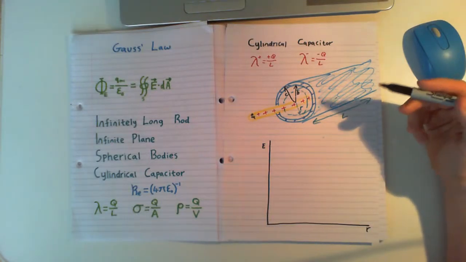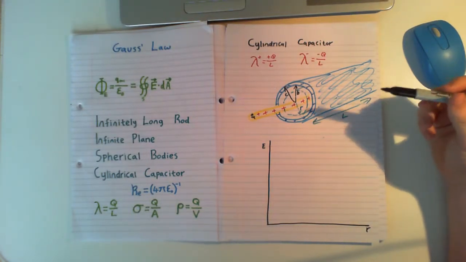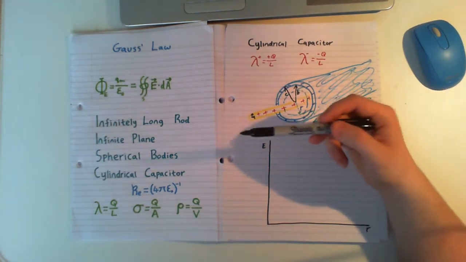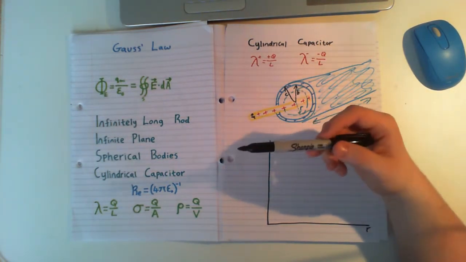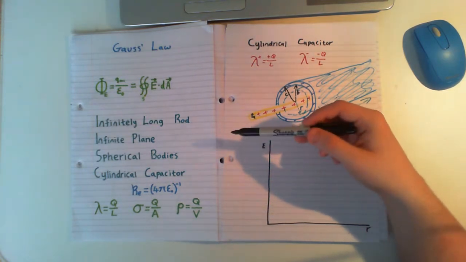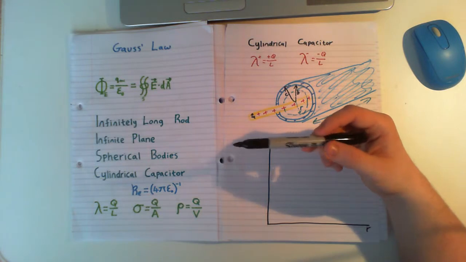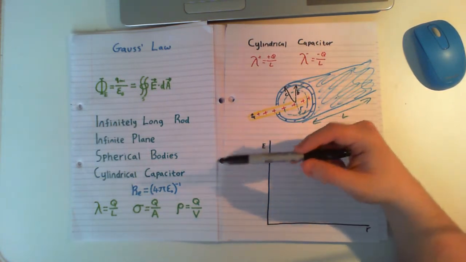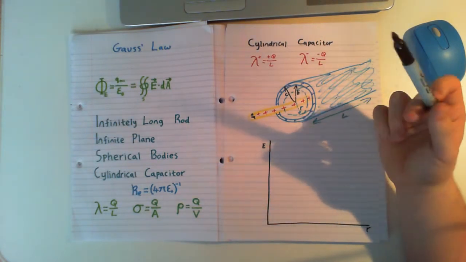Hey, we're going to be continuing with our Gauss's Law problems in our electricity and magnetism module. So far we've covered infinitely long rod, infinite plane, a point charge, a solid non-conducting sphere, a solid conducting sphere, a spherical shell, a spherical capacitor, and now we're going to move on to the last one of this list, which is our cylindrical capacitor.